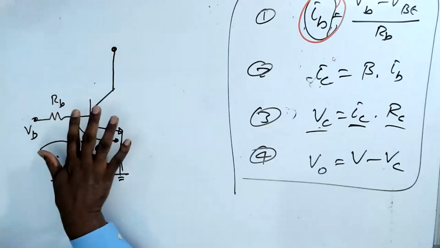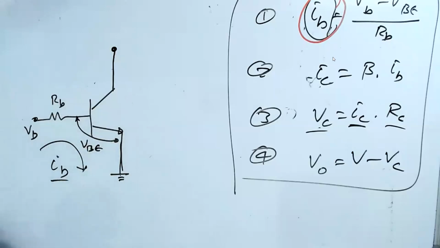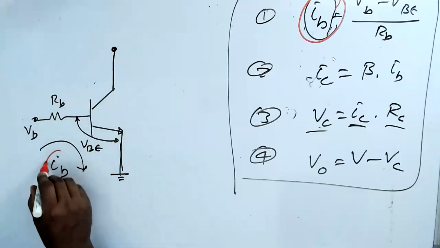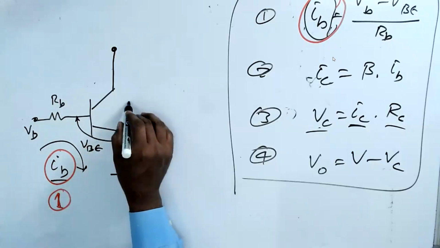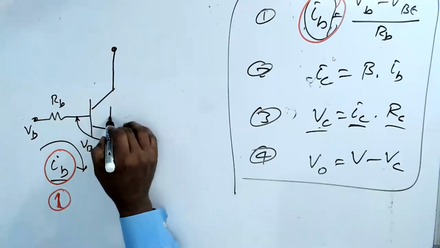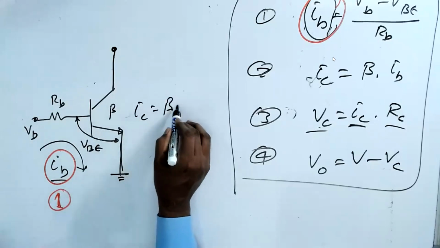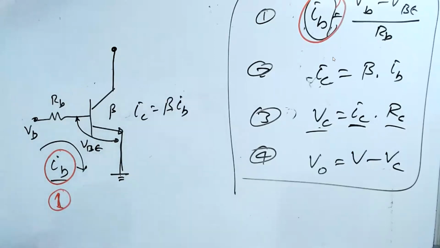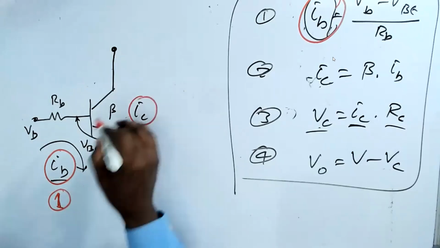Now we have found this. This is the first step. So the first step is IB. IB is the first step. Understand? What is the second step? The second step is to find out IC. This is beta, as we know. IC is equal to beta into IB. That is the second step. So finding IC is the second step.